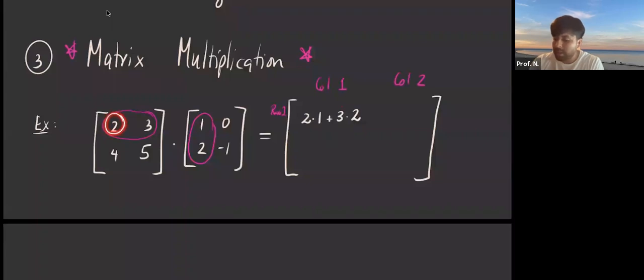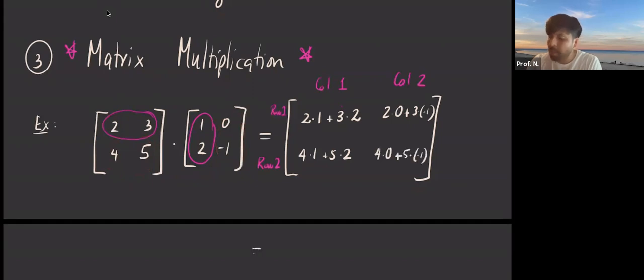Take the first entry, multiply them. So this will be 2 times 0 plus 3 times -1. Do the same thing now for row 2, column 1. Row 2 is this row. Column 1 is this column for the second matrix. 4 times 1 plus 5 times 2. And then you do 4, 5, and then 0, -1. This becomes 4 times 0 plus 5 times -1.